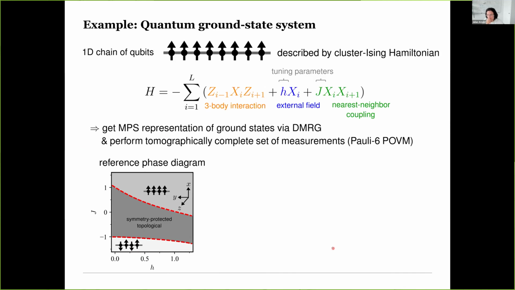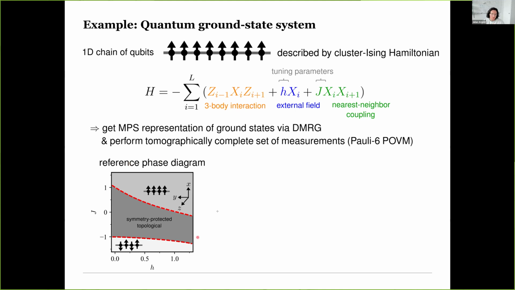So as another example, let's consider a quantum setting. So we consider a quantum ground state system. In this case, it's a one-dimensional chain of qubits described by the following cluster Ising Hamiltonian. So this cluster Ising Hamiltonian contains 3-body interactions. It contains the coupling to an external field with strength H and nearest neighbor coupling with strength J. So we have these 2 tuning parameters, H and J.